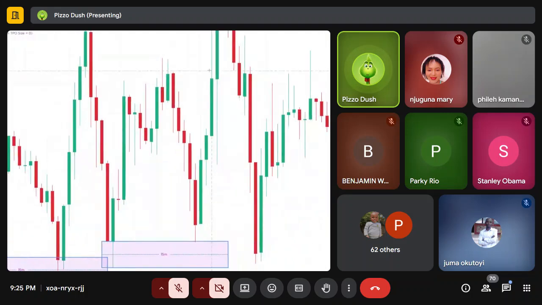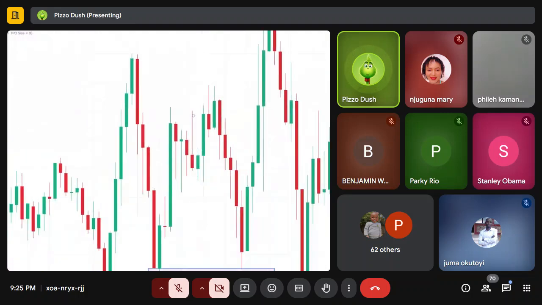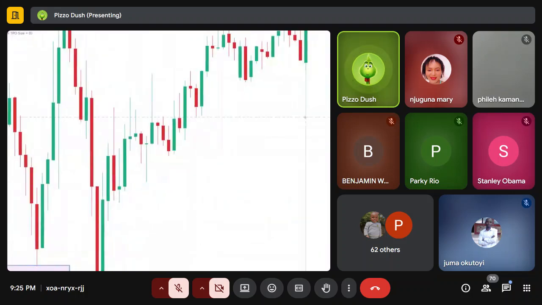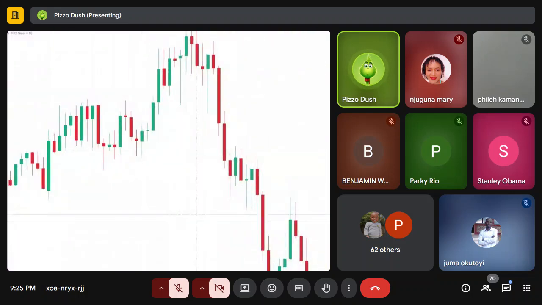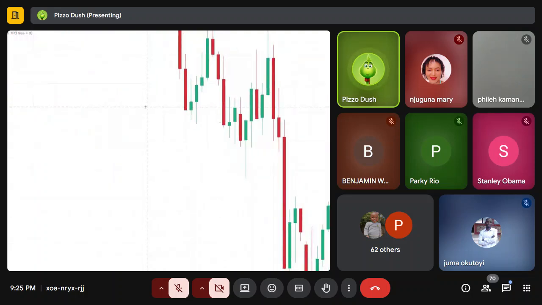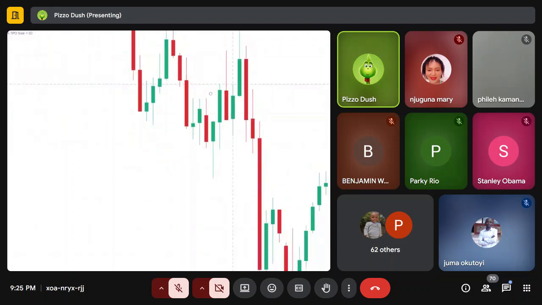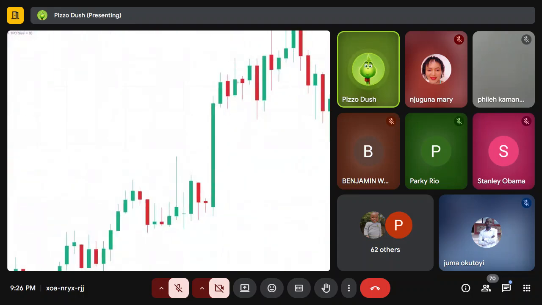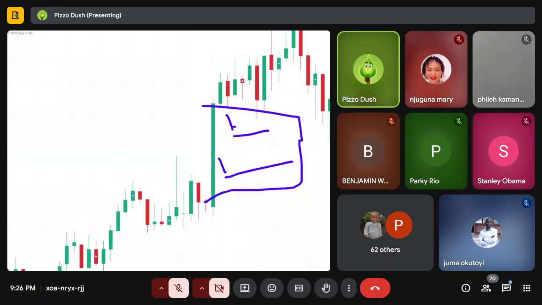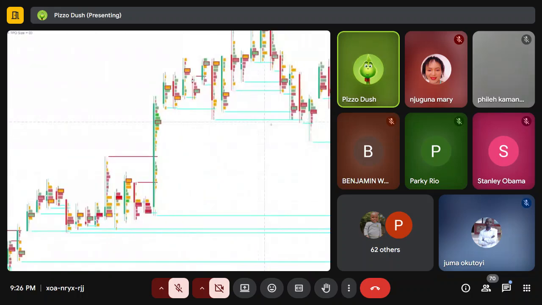So for the liquidities, let's go to the fair value gaps. For fair value gap confirmation, we said we look for the highest form of what? The highest form of imbalance on a fair value gap. We look at where there is the biggest imbalance on the fair value gap. For example, on this fair value gap, we can look at where there is a big imbalance. So we just turn to the footprint charts.